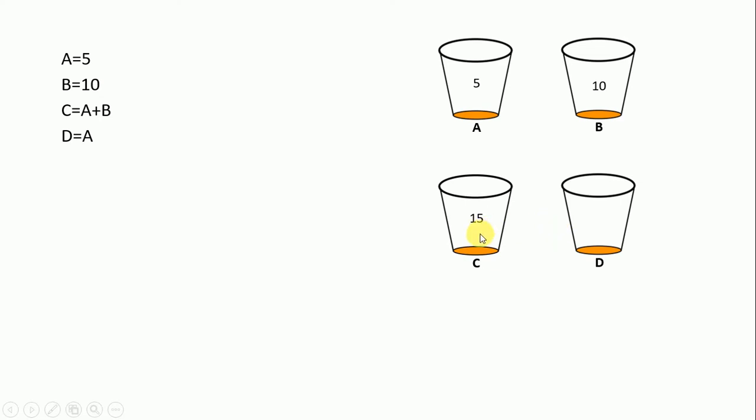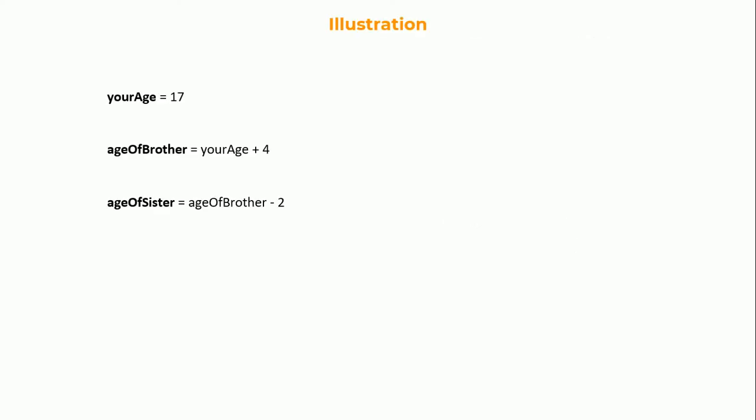Now the last one says, whatever is inside A, make a copy of it. Take note, this does not delete the item in A. It just makes a copy and gives it to D. So D has the value of A. Now what's the value of A? The value of A is 5. And so that settles it. That's just it when we come to the assignment operator. But in programming, we have a lot more operators. We'll find out in due time.